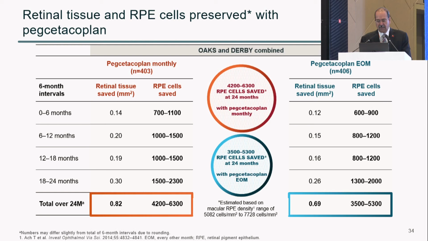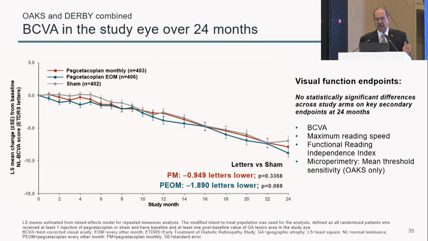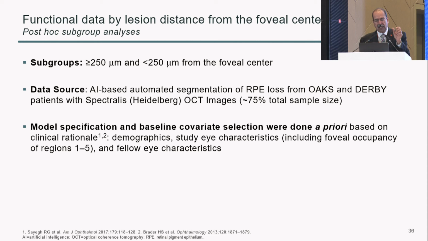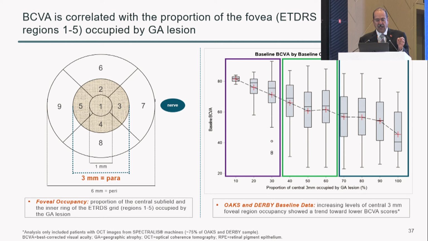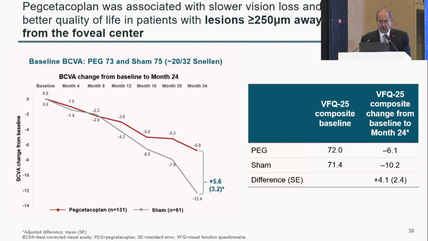BCVA, as I said, is not a good indicator, simply because there's no good vision to start with. So it's nice to look at lesions at about 250 microns from the foveal center. That is where this diagram comes in, because the BCVA is correlated with the proportion of the fovea occupied by the geographic atrophy. You can see here that the less the foveal involvement, the better the BCVA. But if you look at lesions that are 250 microns away, you can see that the baseline BCVA is actually preserved, as you can see here.